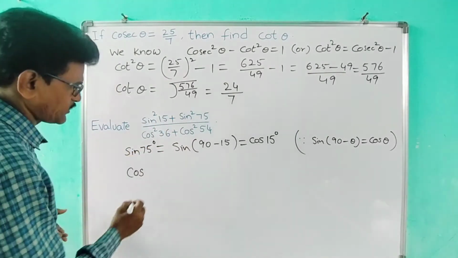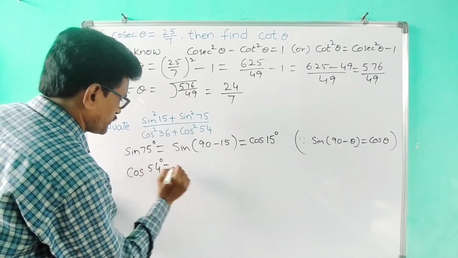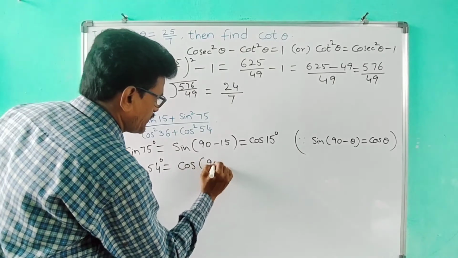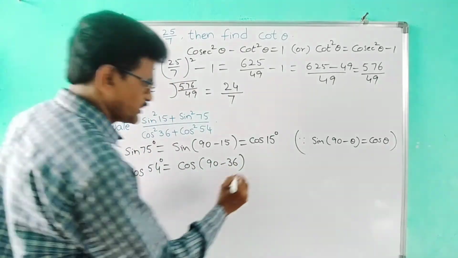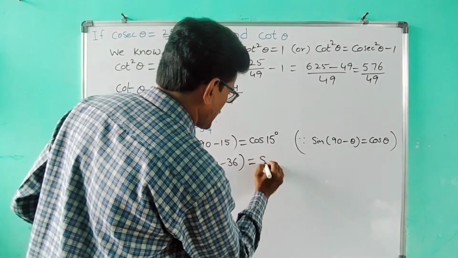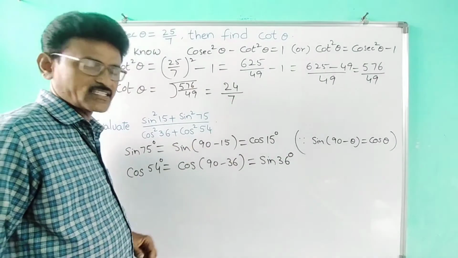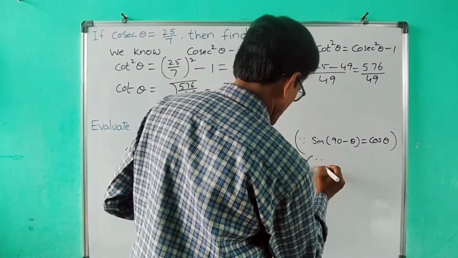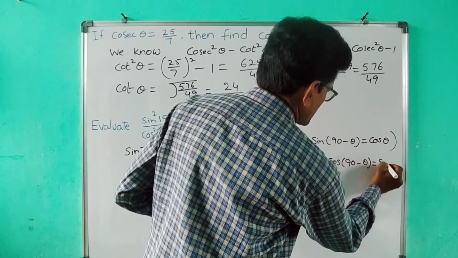Anyone we can change here also. Cos 54, I am changing as cos(90 minus 36), since 90 minus 36 is nothing but 54. Cos(90 minus theta) is sin theta. So cos(90 minus 36) is sin 36 degrees.